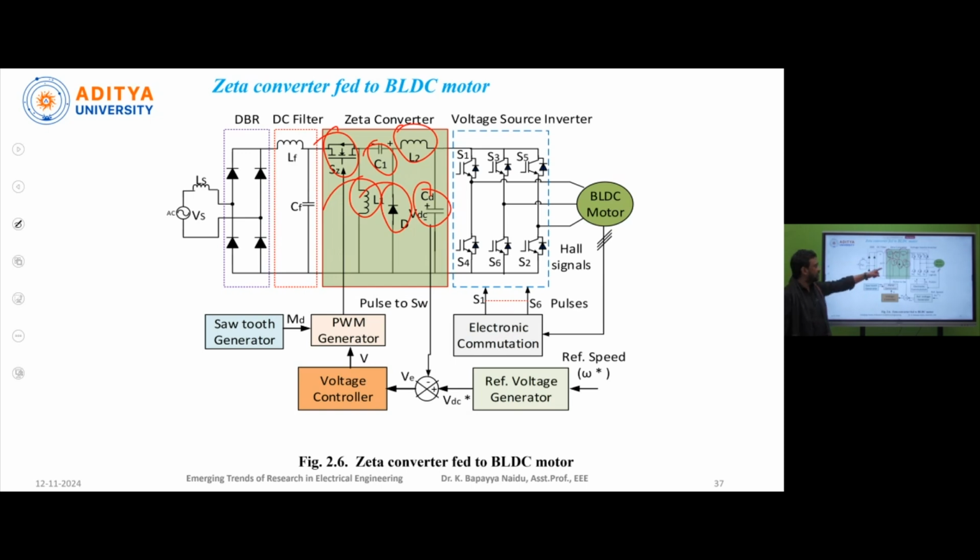Okay, here the switch is connected in series with this supply. Previously, this switch was connected across this. And the placing of the inductors and capacitors is interchanged. Why? What is the difference between this zeta converter and CP converter? Anyone? Okay, I will explain.